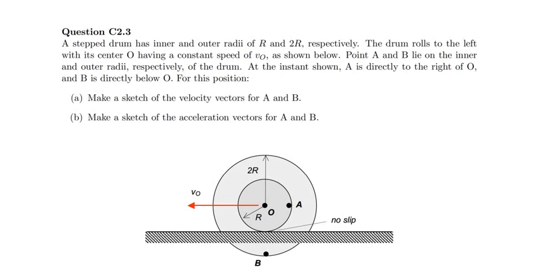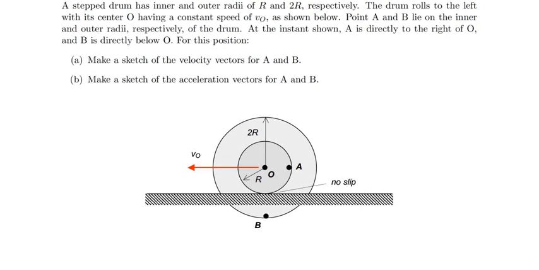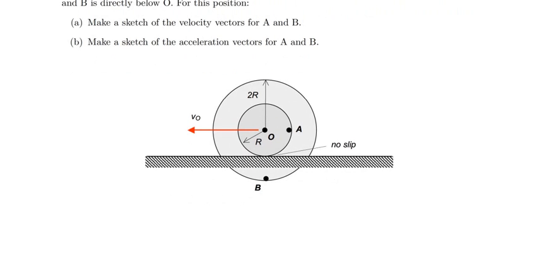We're told that points A and B lie on the inner and outer radii respectively of the drum, and at this instant, A is directly to the right of O, and B is directly below O. For this system, we're asked to make a sketch of the velocity vectors for A and B, and also to make a sketch of the acceleration vectors for A and B. Okay, now probably the easiest way to tackle the velocity part of this problem is to simply use the notion of instant centers.